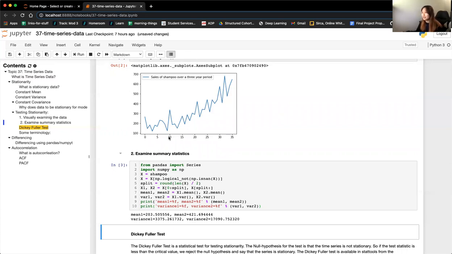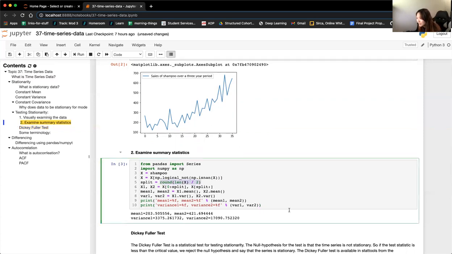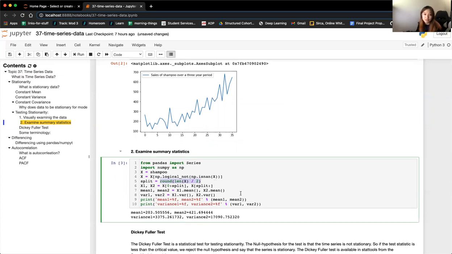Here, I'm just dividing this data set into two. There are 36 points, so I'm splitting it into 18 and 18 points and comparing the mean and variances of those two sections. In the first half of the data, the mean is about 200.